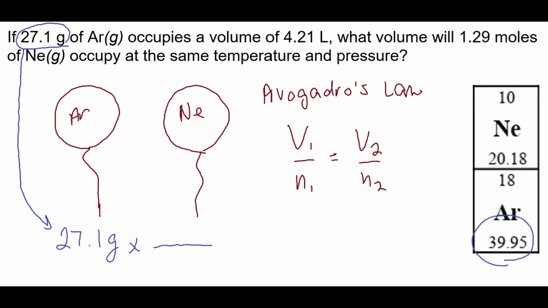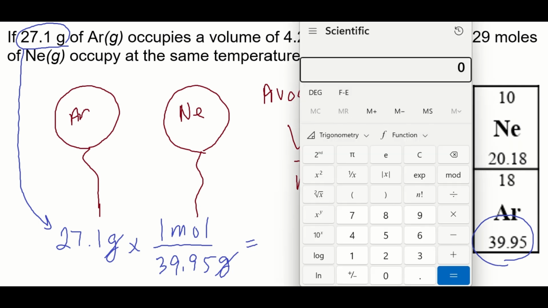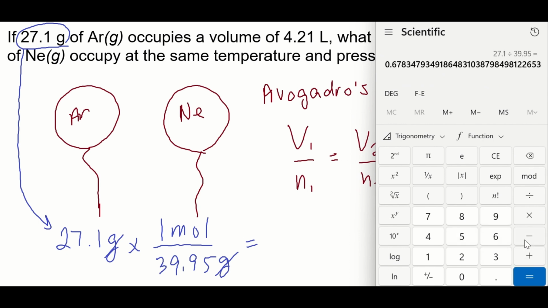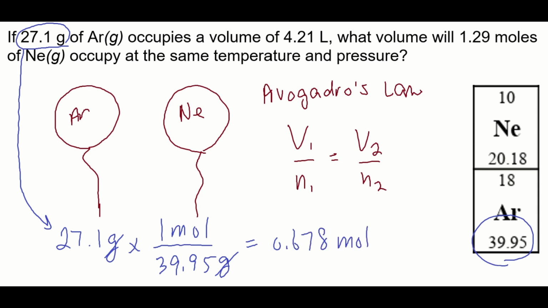The molar mass of argon is 39.95 grams per mole. So in 27.1 grams of argon, we have about 0.678 moles of argon.